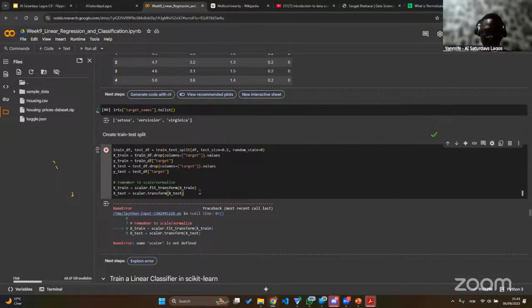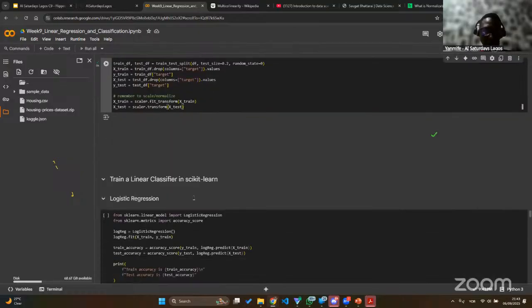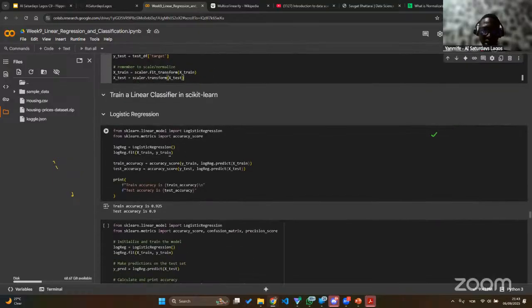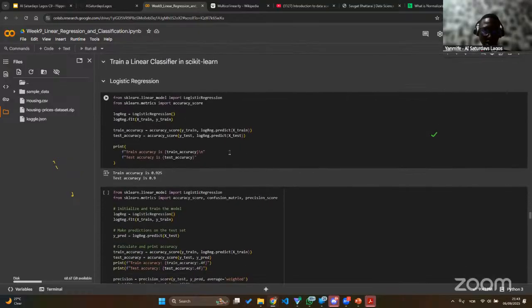We still use scaler here, but we don't necessarily need scaler because the numbers are very small.